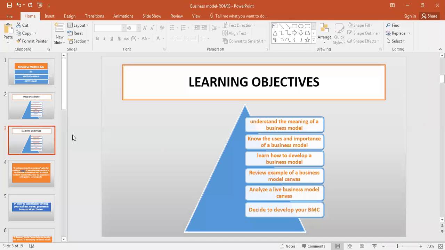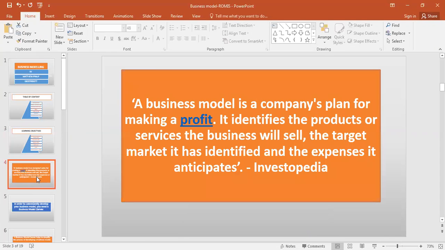Let me start with the definition. After that, I will get some responses. When you hear the word business model, it's like a plan that the company has to make profit. It identifies the product or services the business will sell, the target market that it has identified, and the expense it anticipates. This is according to Investopedia.